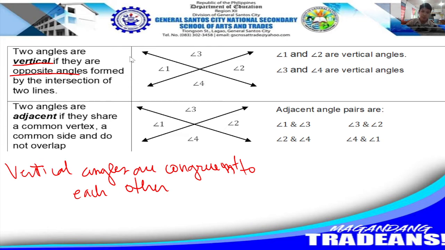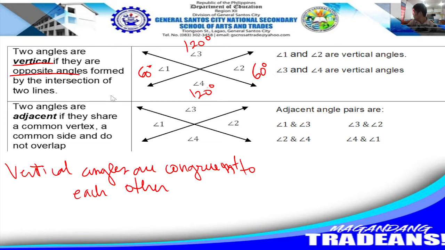For example, if the measure of angle 1 is 60 degrees, therefore, ang opposite niya sa likod. Anong opposite ng angle 1? Yung likod niya, si angle 2, is also 60 degrees. Yan po yung tandaan nyo. If the measure of angle 3 is 120 degrees, the measure of the opposite, which is angle 4, is also 120 degrees. Okay? So, naka-create sila ng straight line. Yan po yung tinatawag nating vertical angles.